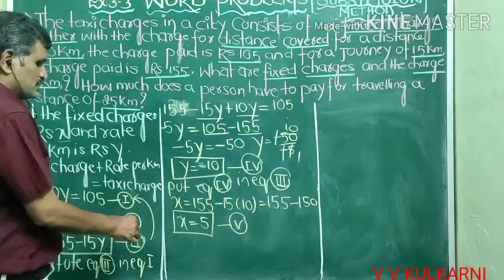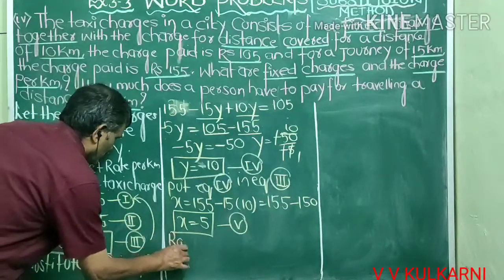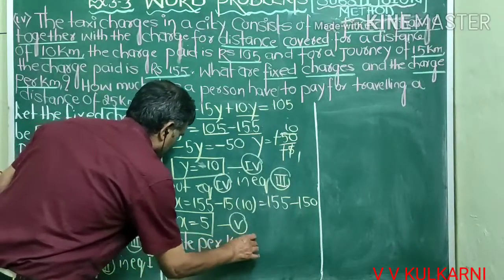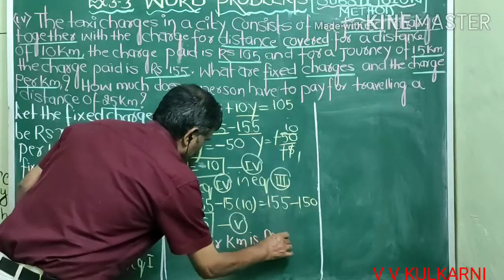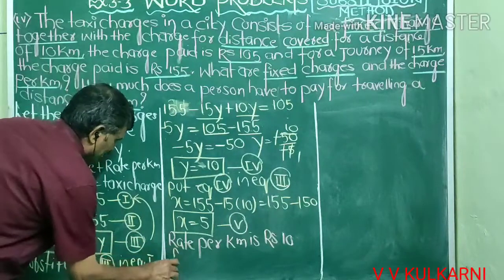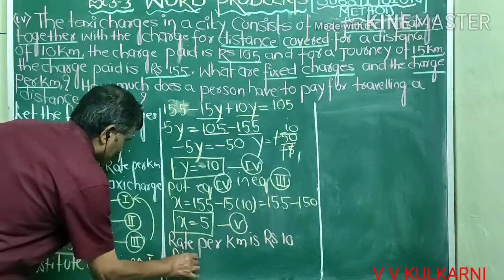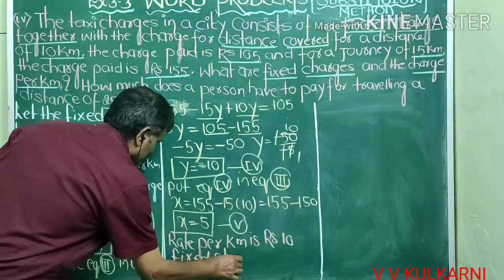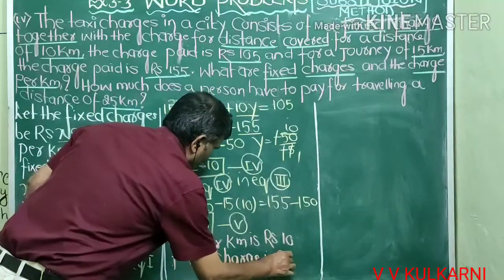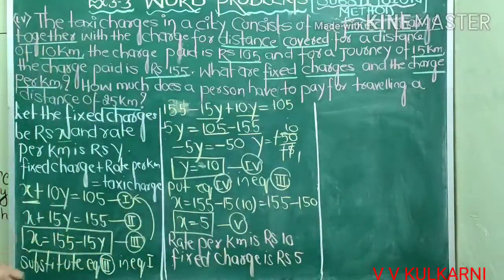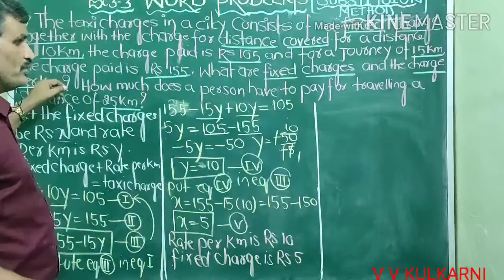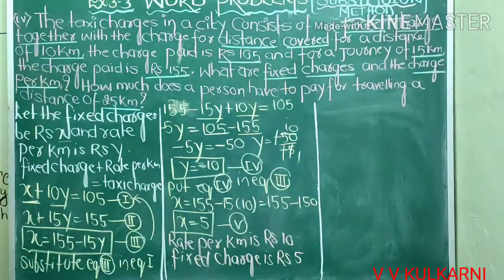So the final answer that I should write is: rate per kilometer is rupees 10, that is y, and fixed charge is rupees 5. Now we have the fixed charge and the charge per kilometer, this part of the question is over.